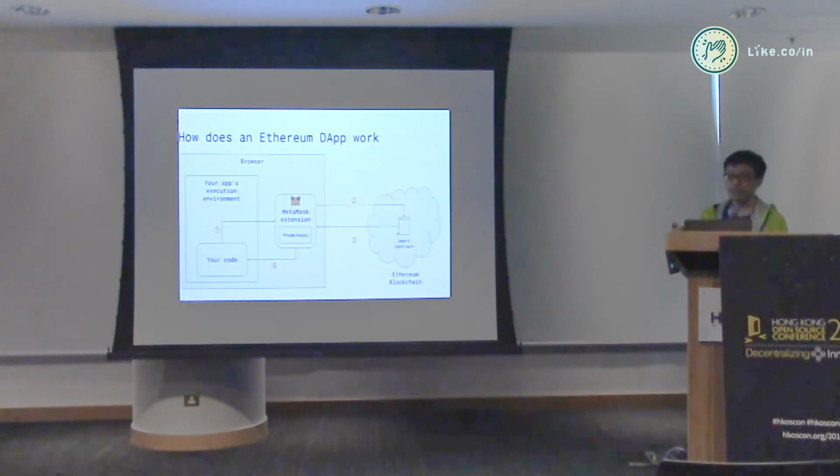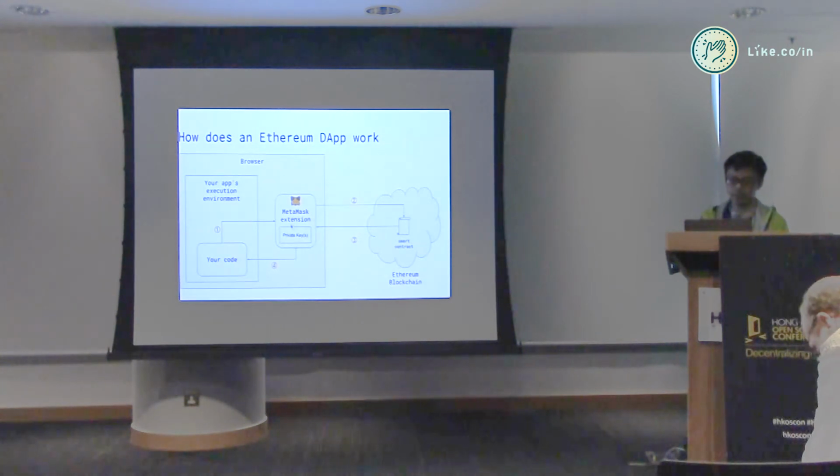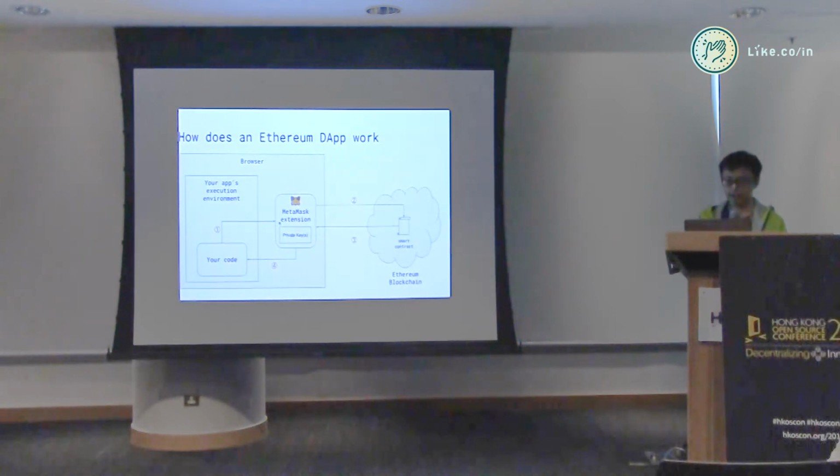So how does Ethereum DF interact with your code? How does it work? First, the user needs to install a browser extension called MetaMask. MetaMask will manage the interaction between the program and the blockchain. It will also manage the user's account, so the private key can be stored securely without being leaked.